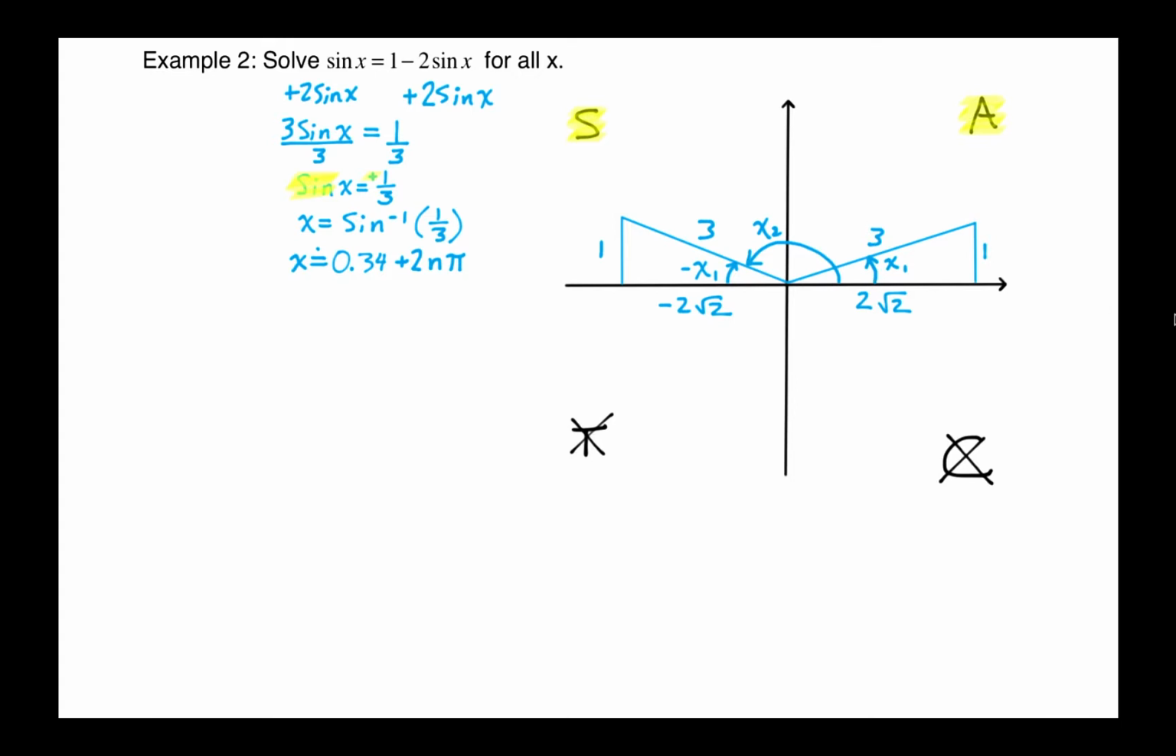And of course, we're adding multiples of 2 pi because we want to get all the coterminal angles with that, because it says solve for all x, so not just on 0 to 2 pi. Now the second solution is pi minus the first, which is 2.80 radians, and in degrees it'd be somewhere around 160 degrees. And we want to add multiples of 2 pi to that to cover all the coterminal angles with it. Don't forget to mention every time you use that n is an integer. So that completes example number 2.